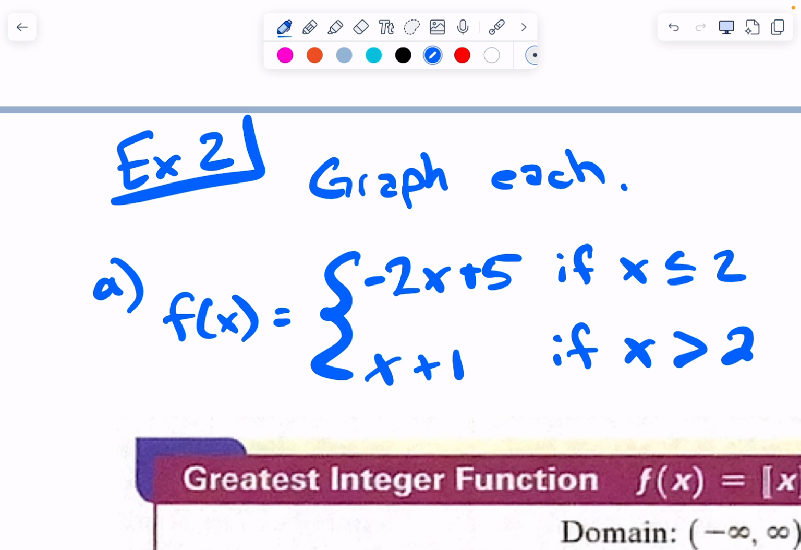I know we just got done graphing piecewise functions, but I think it was for trig, not for college algebra. So I don't think we've done this before yet. Piecewise function. These are all piecewise functions, if you want to write that in there.